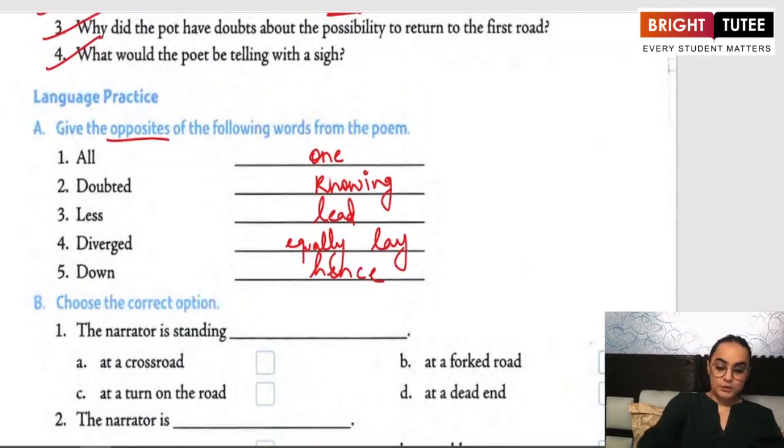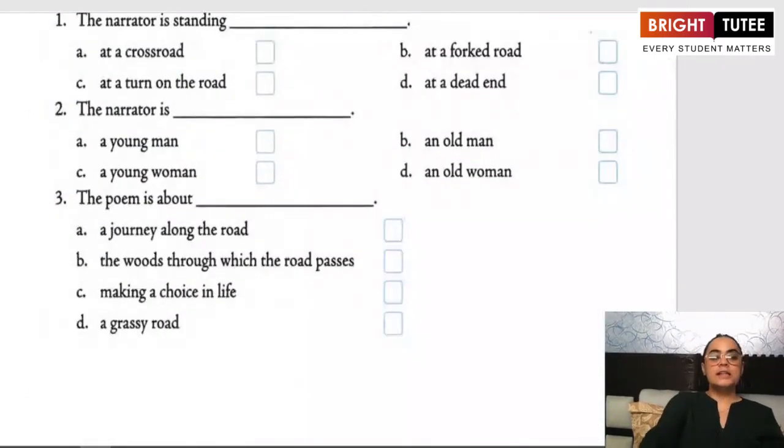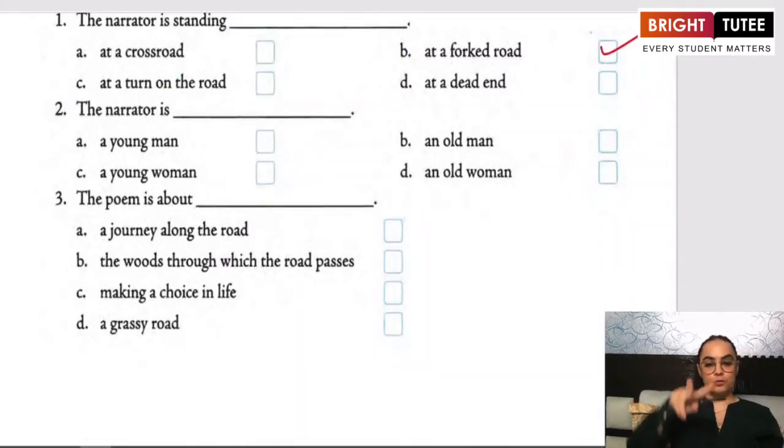Choose the correct option. The narrator is standing where? He's standing at a forked road. Forked where there are two options. The narrator is a young man. The poem is about a journey along the road, the woods through which the road passes, making a choice in life, as I told you.